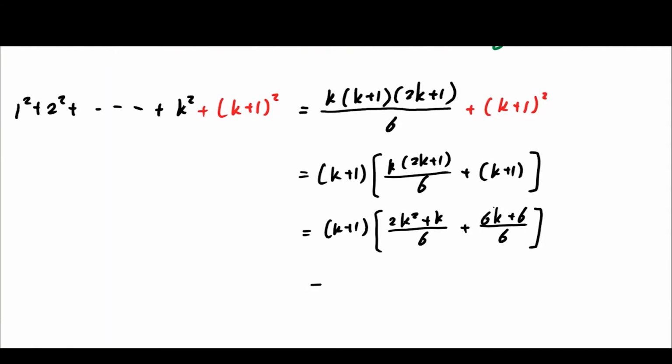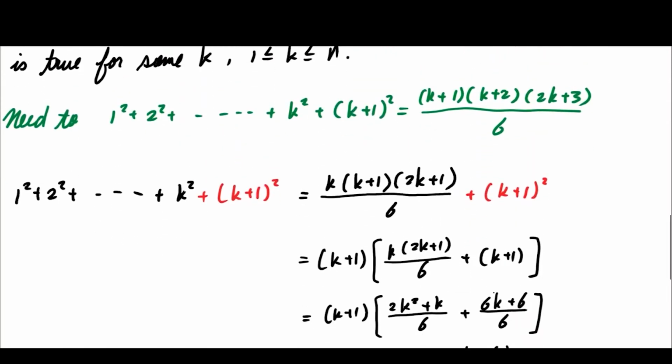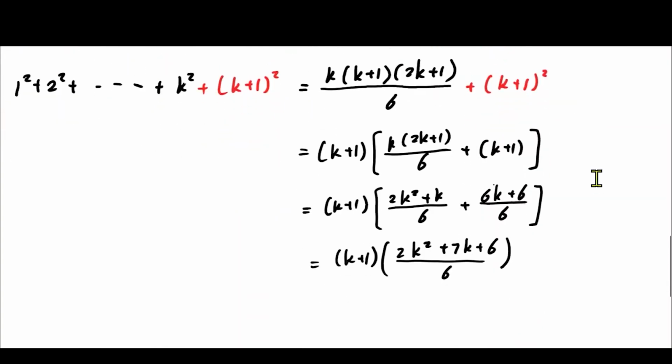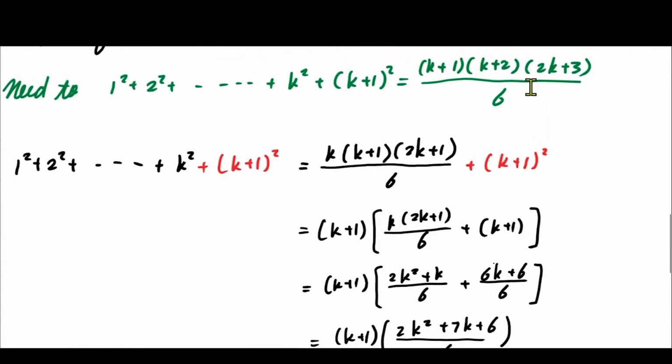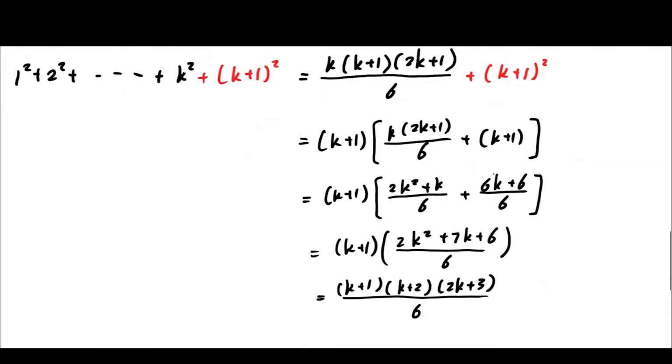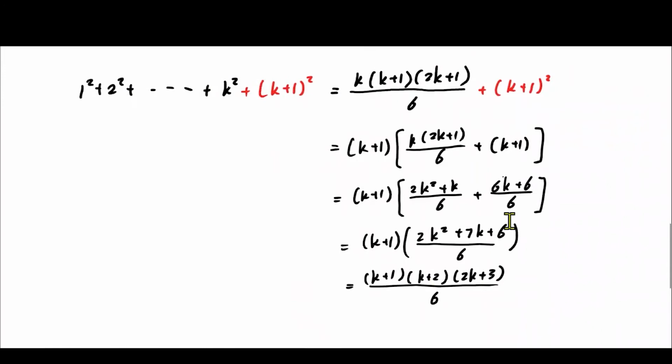Okay, I'm going to add. So we have k plus 1 here, and this becomes 2k squared plus 7k plus 6 over 6. Still with me? Now my question is, will it factor to this? Still remember factoring? k plus 1 here, and then k plus 2, and then 2k plus 3. Wow, it worked. Because that's exactly what we wanted up here, isn't it? So what we have established is this whole thing is equal to this, which is exactly what we want here.